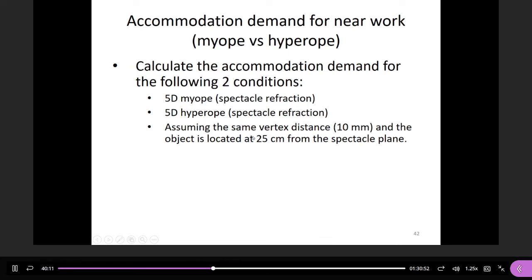So in these situations, can you calculate what would be the accommodation required by the first subject with 5 diopter of myopia, and also the second subject with 5 diopter of hyperopia? Can you do the calculation for these two patients when they're looking at objects at the same distance in front of the eye with the same vertex distance? So can you calculate whether they have the same amounts of accommodation or not? Using the equation that I just mentioned, I will give you maybe 5 minutes to do this calculation. If you have any questions, just let me know.